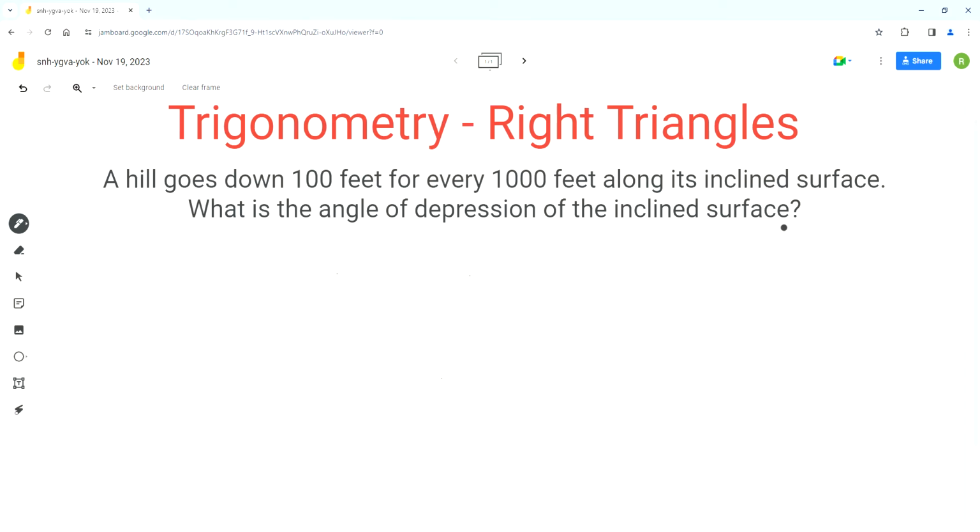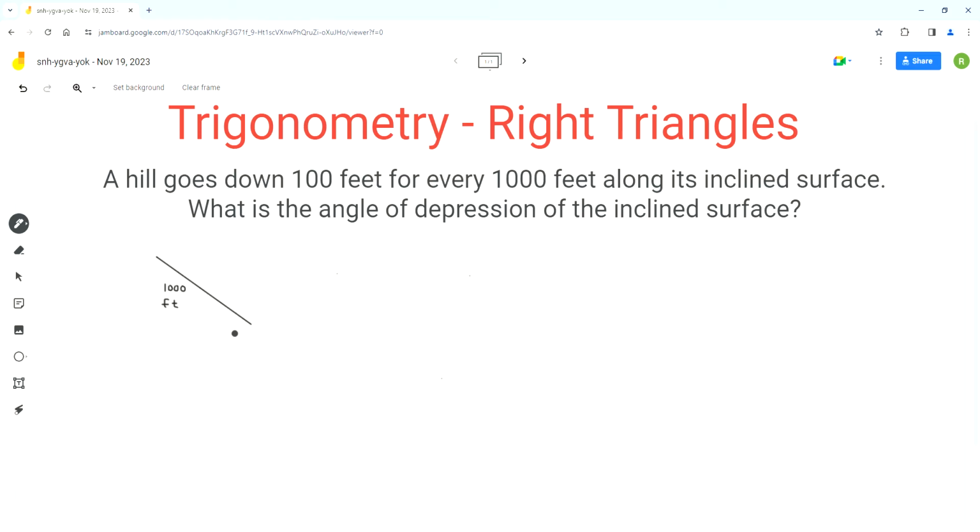So the first step to solve this problem is to draw a diagram for this problem. So we start by showing the inclined surface of the hill. So this line segment represents the inclined surface of the hill, and this line segment is 1000 feet long because that's the distance along the inclined surface.